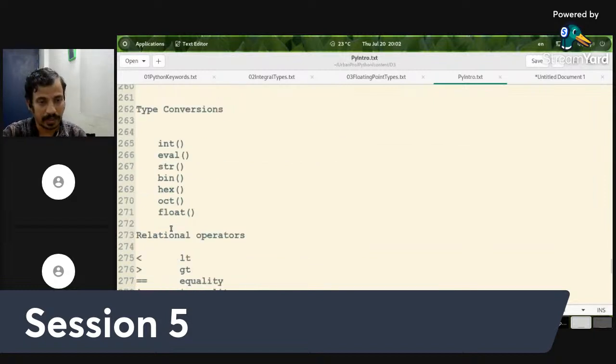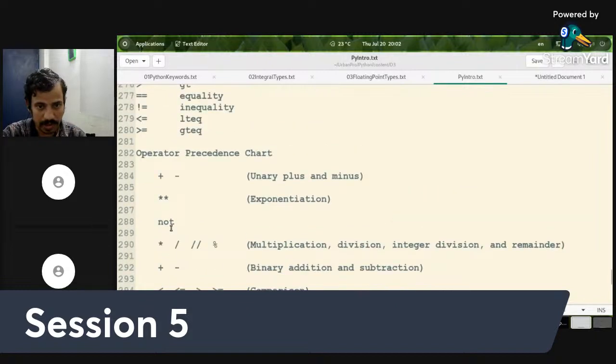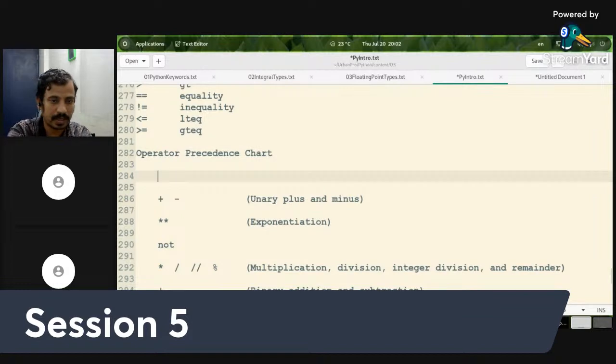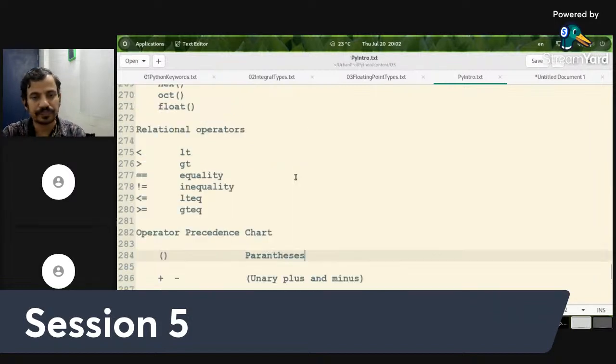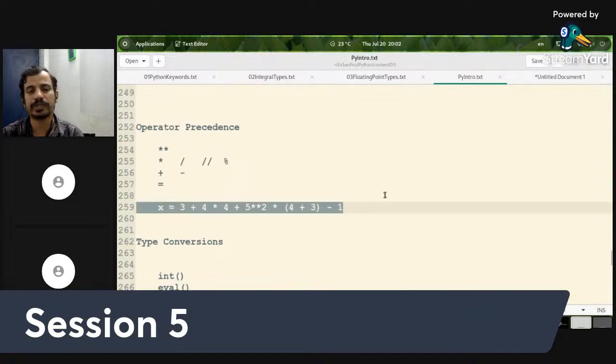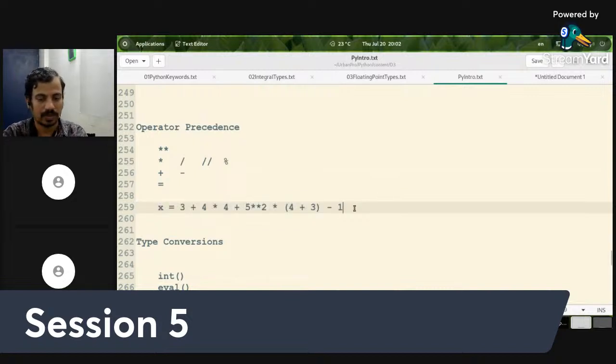Oh, one more that we forgot: on top of everything, the highest is the parenthesis operator. Anything within brackets has to be evaluated first. This is called the parenthesis operator. So in this equation, what gets executed first? 4 plus 3.